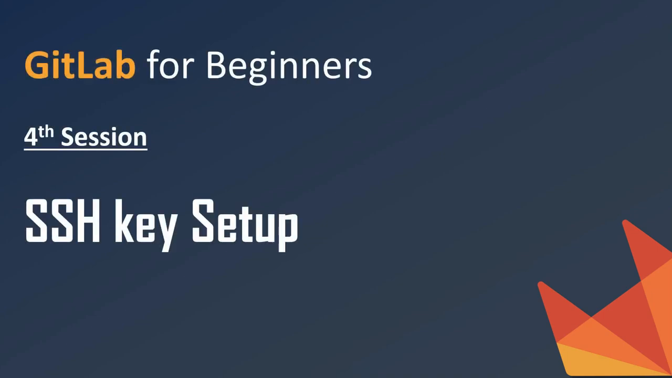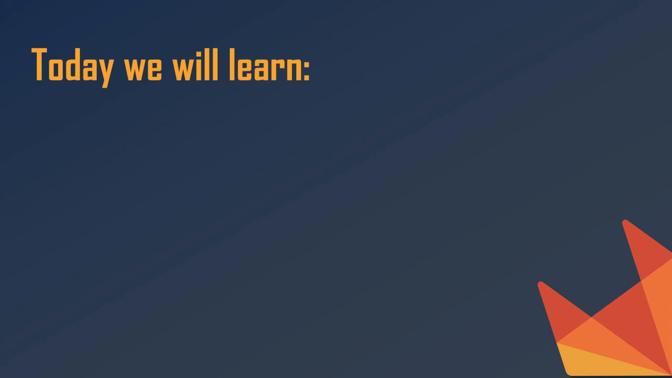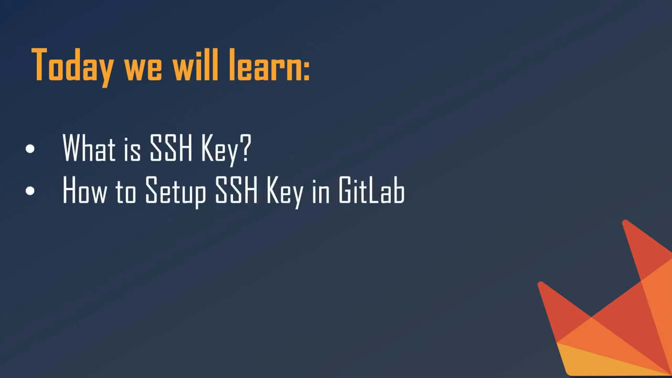So in the previous session we saw what a fork is and how we can fork any project, right? Now today we are going to learn how to set up an SSH key for GitLab, and this is going to be very easy and very interesting. So today we will learn what an SSH key is and how to set up an SSH key in GitLab.